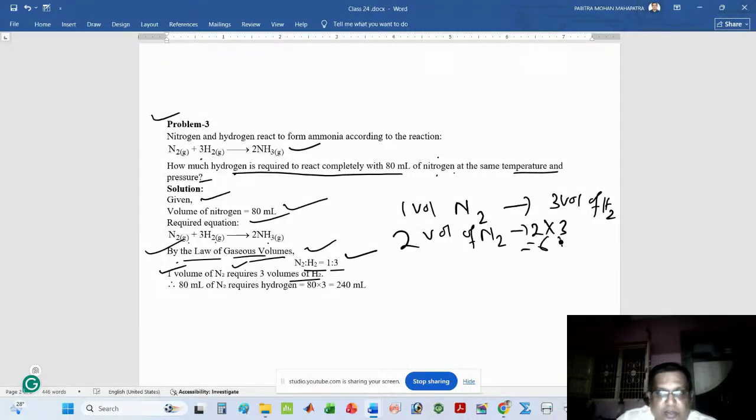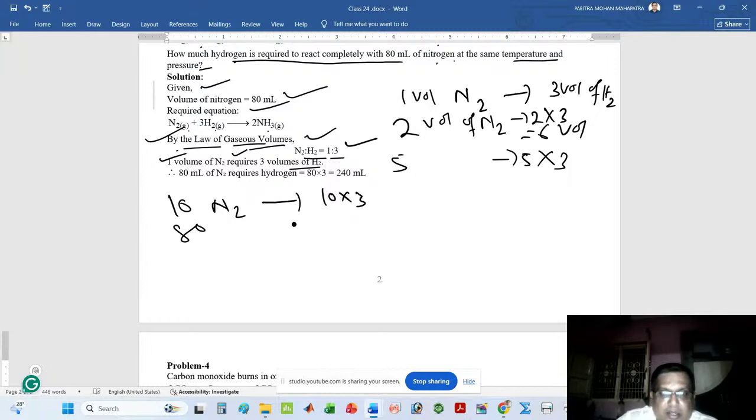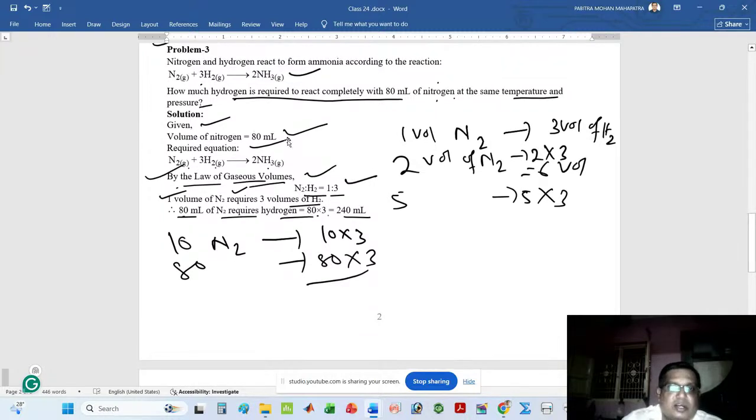If you think of 5 volume, then you will think about 5 into 3. If you think about 10 nitrogen, then you will think about 10 into 3. If you think about 80, then you will think about 80 into 3. So here I can say, 80 ml of nitrogen requires hydrogen equal to 80 into 3, that is 240 ml. So how much hydrogen is required? You can write the answer 240 ml.